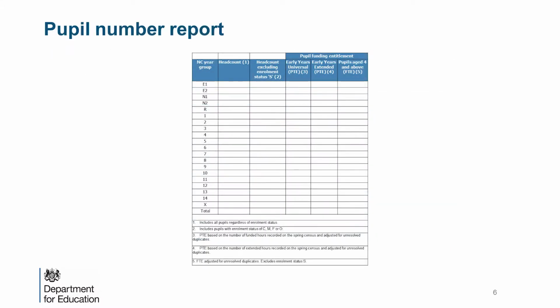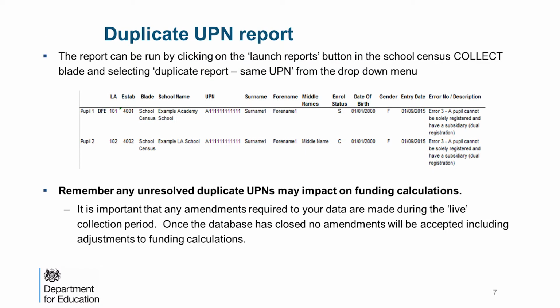The pupil number report will provide a head count of your pupils by NC year group, head count of your pupils minus subsidiary registration, and the number of pupils that will be used in numerous funding streams, and therefore will account for funded hours and unresolved duplicate UPNs. The duplicate UPN report will highlight any pupils appearing on your census and that of another school, whether there was an invalid combination of enrolment statuses. Any unresolved duplicate UPNs will impact some funding streams.